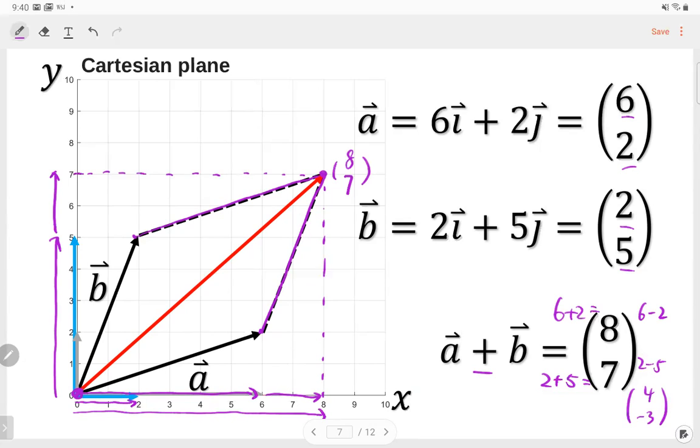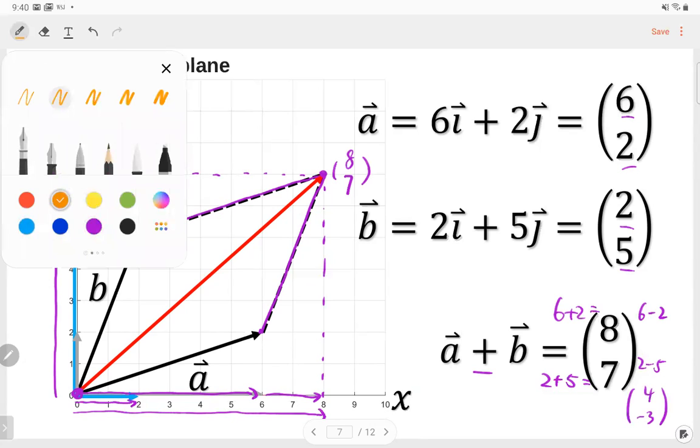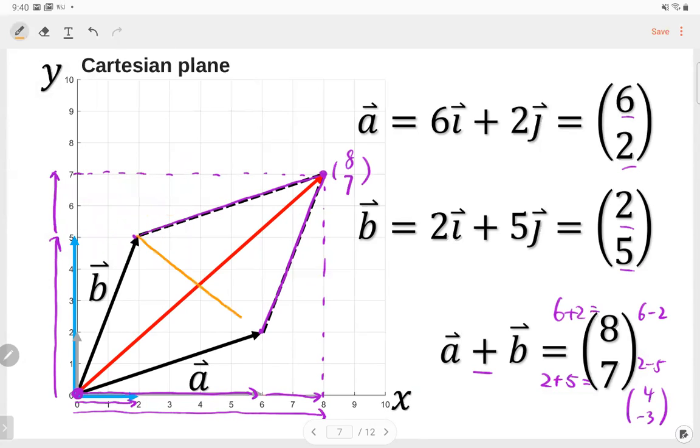So let's check if the subtraction is right. A minus B, I use another color, orange. The orange vector is A minus B. Let's check the x component, which will be 4: 1, 2, 3, 4. Yeah, that's correct. And the y component is minus 3, which means the direction goes down: 1, 2, 3. So that's 4, minus 3. Yeah, that's easy.